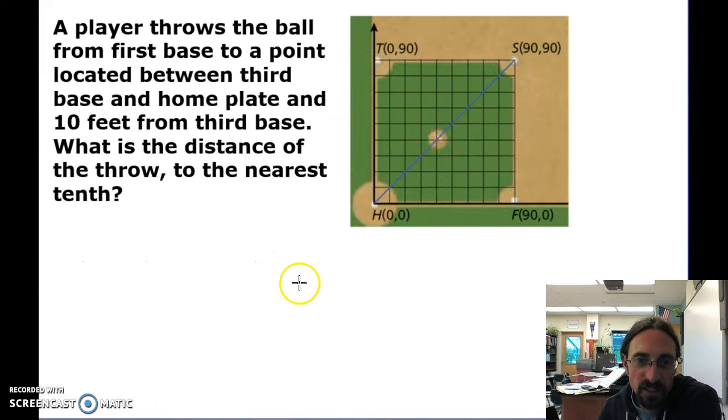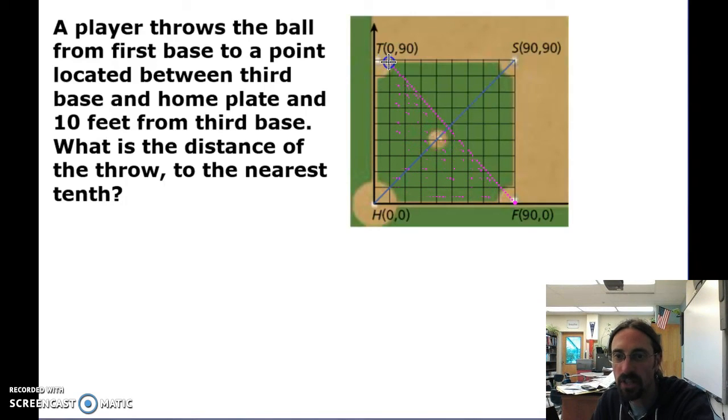All right, here's Mr. Rising's take on this problem. A player throws the ball from first base. So let's start at first base. If you don't know baseball, this problem is completely irrelevant. But if you do know baseball, this is first base. From first base to a point located between third base, here's third base, and home plate, 10 feet from third base. Well, each one of these units is 10 feet. 10, 20, 30, 40, 50, 60, 70, 80, 90. So each unit's 10. So between these two, 10 feet from third is right there.